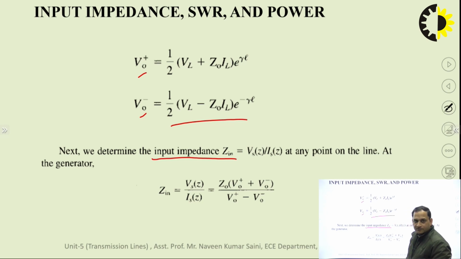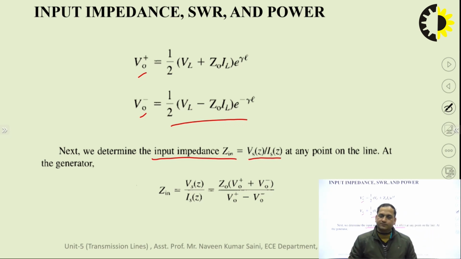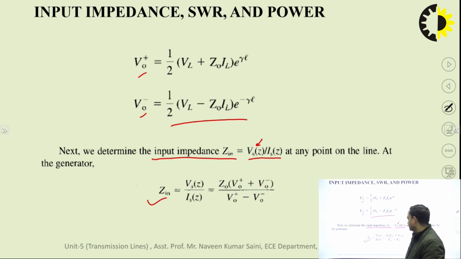So, the input impedance will be what? The input impedance will be VS(Z) upon IS(Z) at any point on the line. So, input impedance we can find here. Input impedance can be found at Z is equal to 0, Z is equal to L minus 1, Z is equal to L minus 2 and so on, or at any instant of Z. So, we can put the value of Z and at that distance we can find the Z in. Fine.